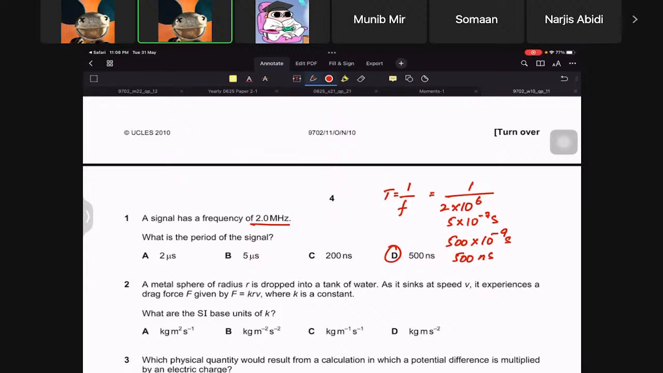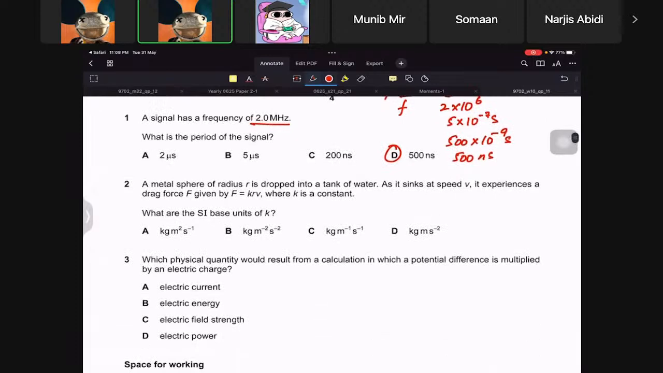Now going to the next one. A metal sphere of radius r is dropped into a tank. As it sinks at speed v, it experiences a drag force given by F equals K r v, where K is a constant. What are the SI base units of K? Okay, so we are going to make K the subject of the equation. This is going to be F over r v.